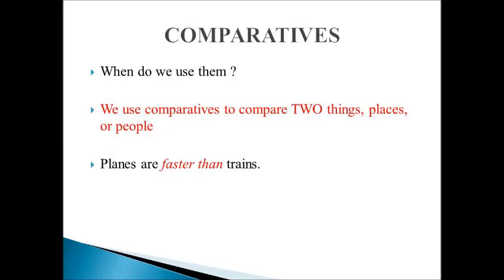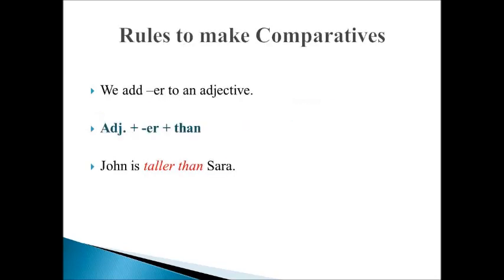For example, planes are faster than trains. Here we are comparing two things, which are planes and trains. We are saying planes are faster than trains. So what are the rules to make comparatives? How do we know how to make the comparative in our sentence?